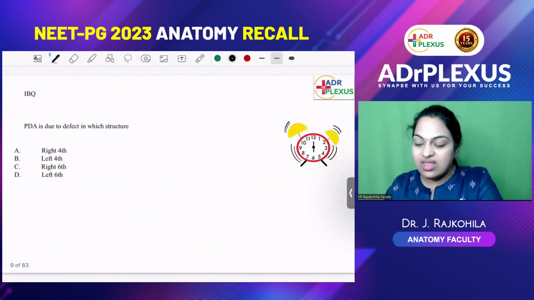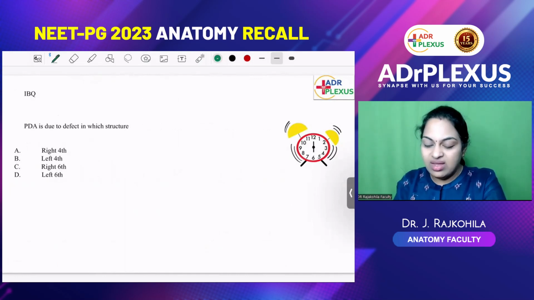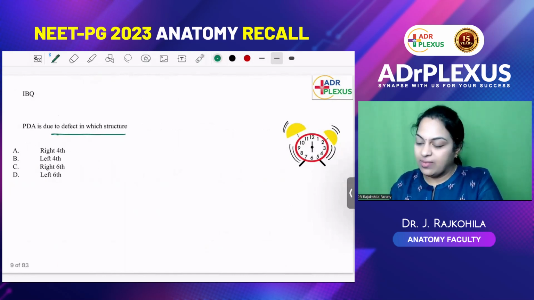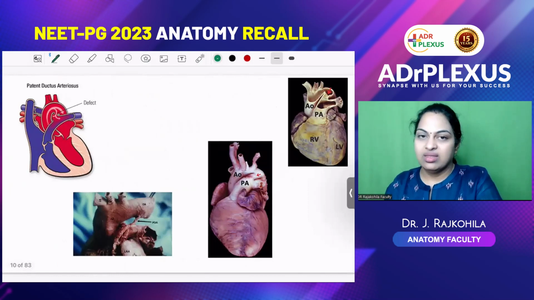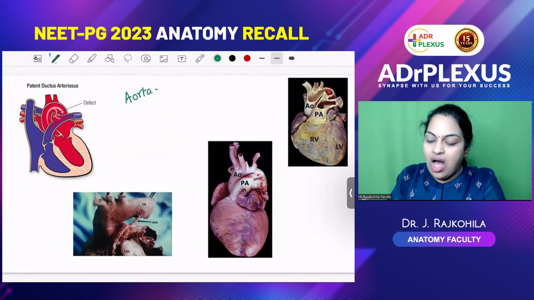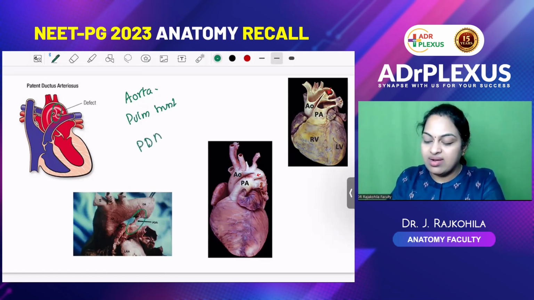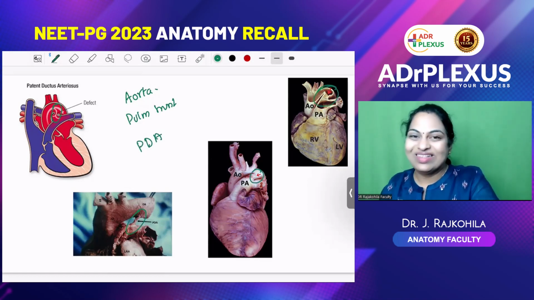The second question, which is also a repeat one, an image-based question, where they have asked to identify the defect is in which structure. Whatever be the image, you would have seen a communication between the aorta and the pulmonary trunk, right? Which is not a normal one. As you see here, this is the patent ductus arteriosus, as you see in all these images.